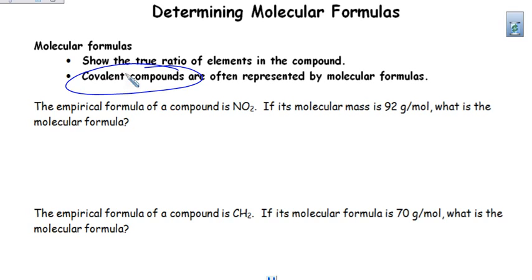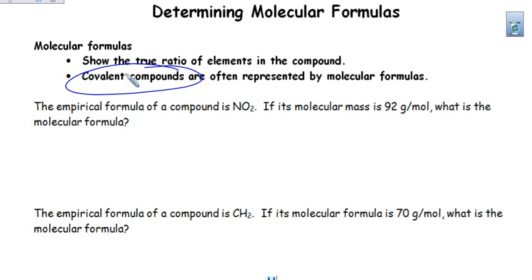So for example, in this first question, we are given an empirical formula for a covalent compound as NO2. Now, number one, it's an empirical formula because it's a simple ratio, 1 to 2. It's a covalent compound because it's two nonmetals, nitrogen and oxygen. If its molecular mass is 92 grams per mole, what is the molecular formula? These two are always related.